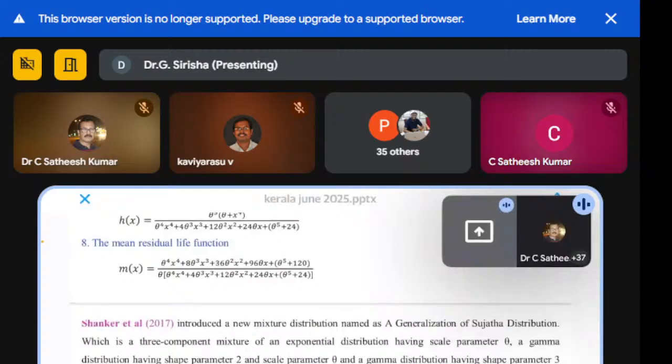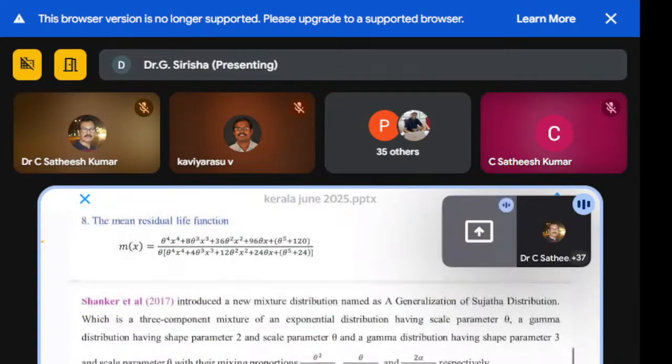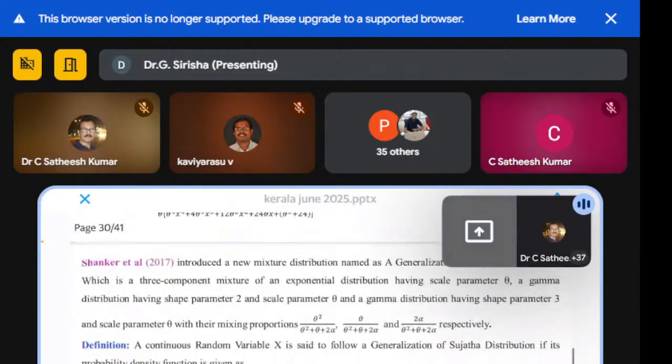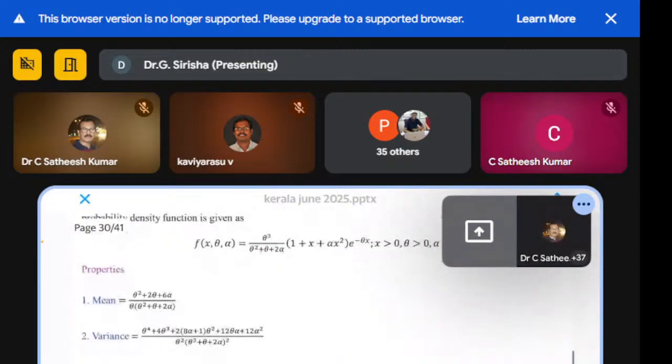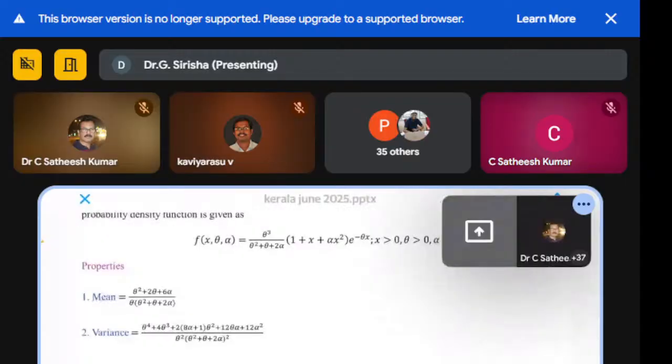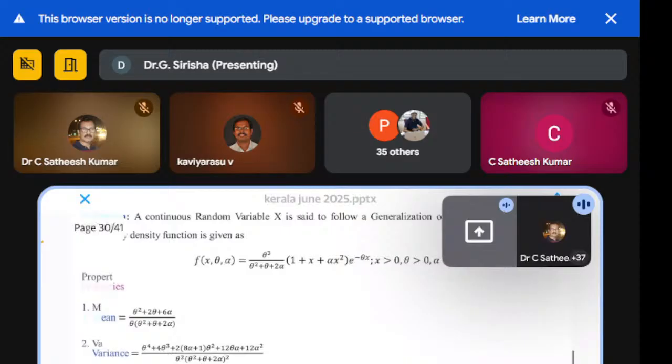Then one more distribution. This is the generalization of Sujata distribution, which we have already discussed. This is again a three-component mixture. One is exponential, the other two are gamma with shape parameters 2 and 3 respectively. These are the mixing proportions. This is the density which they have obtained. Here in the mixing proportions, they have used one more parameter alpha, and they have generalized this Sujata distribution. These are the properties of the distribution.